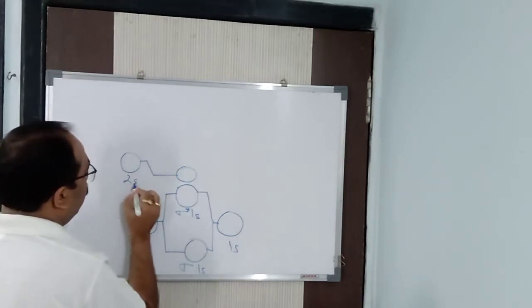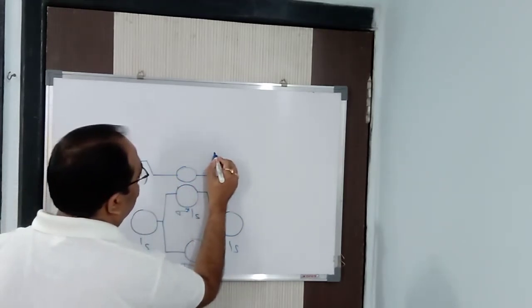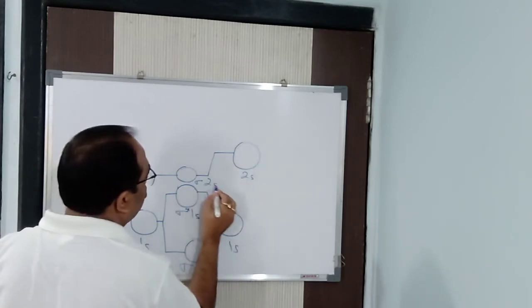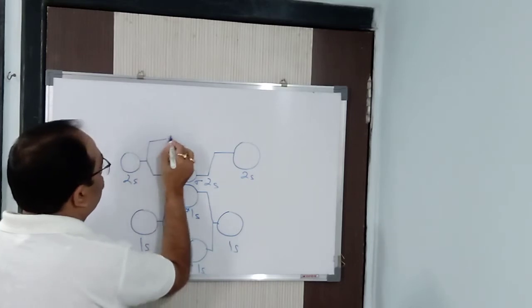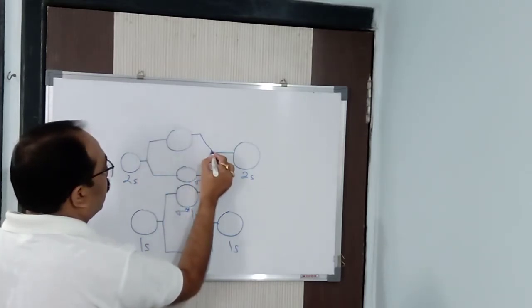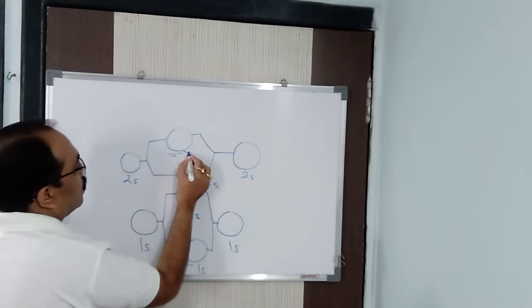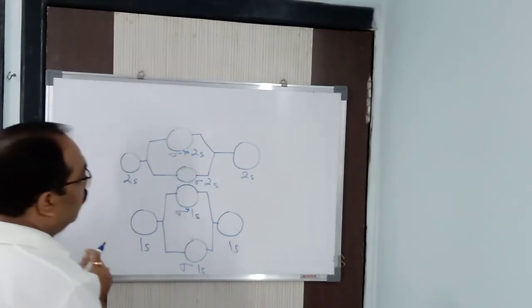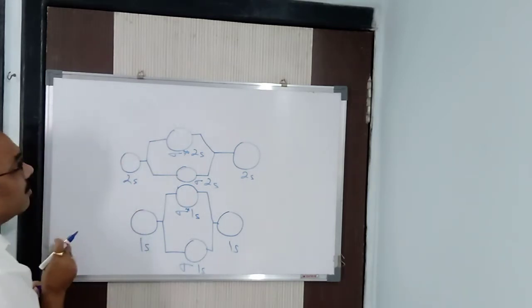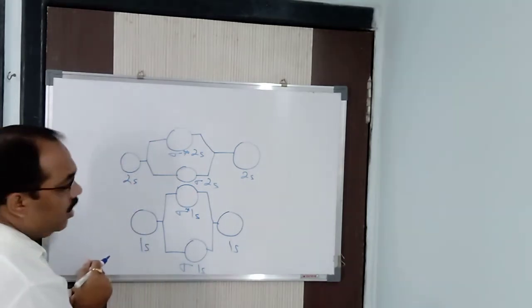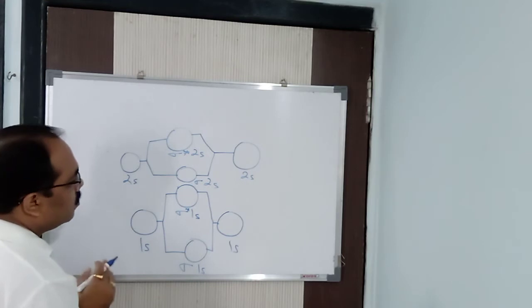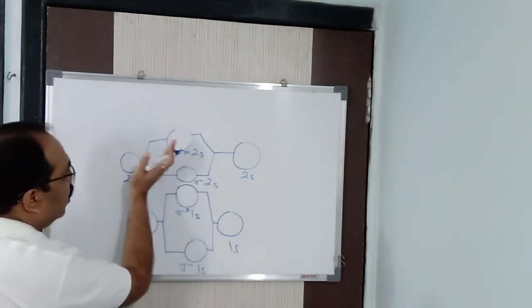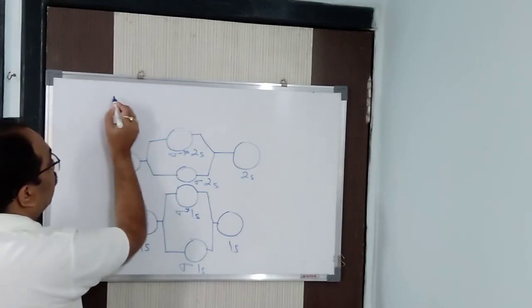Now next is sigma 2s. I don't have the space, so I am drawing it smaller. So this is sigma 2s, and this is your sigma star 2s. Got it? Then after 1s, 2s, what do you have? 2p. So how will you draw it? This is 1s, 2s, you have drawn it. Now here you will be having the 2p.